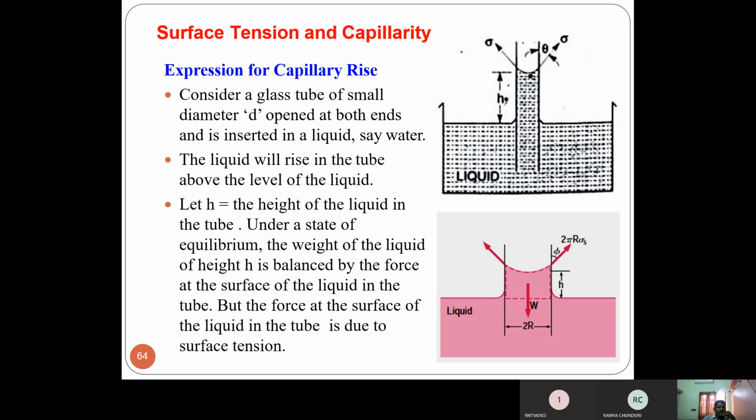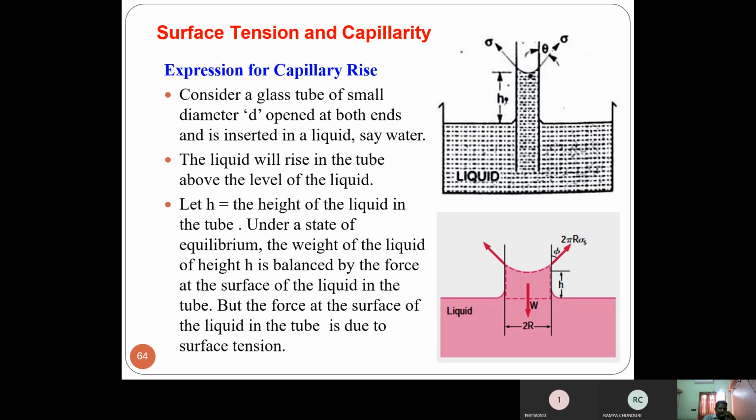Consider a glass tube of small diameter D, open at both ends and inserted in a liquid, say water. This is the water contained in a beaker or vessel. A small glass tube with two openings is inserted into the liquid. So what will happen? Simply, the water level will rise up in the tube.